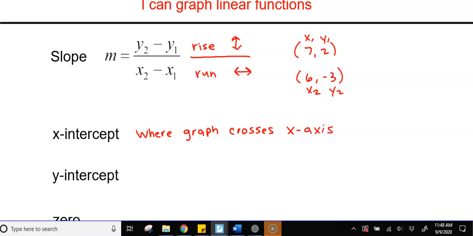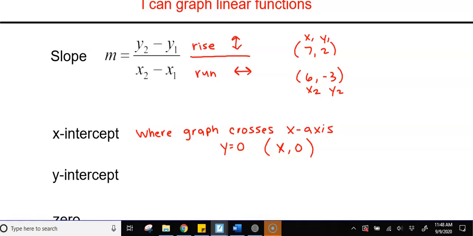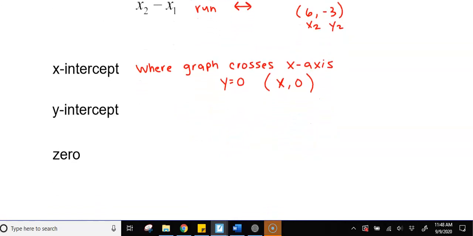Okay, that's always going to happen when y is equal to 0, and I already mentioned that earlier. So you're going to have an x value, and then your y value is going to be 0 every single time. Your x can change, but your y is always going to be 0. The y-intercept is the same idea, only the opposite.